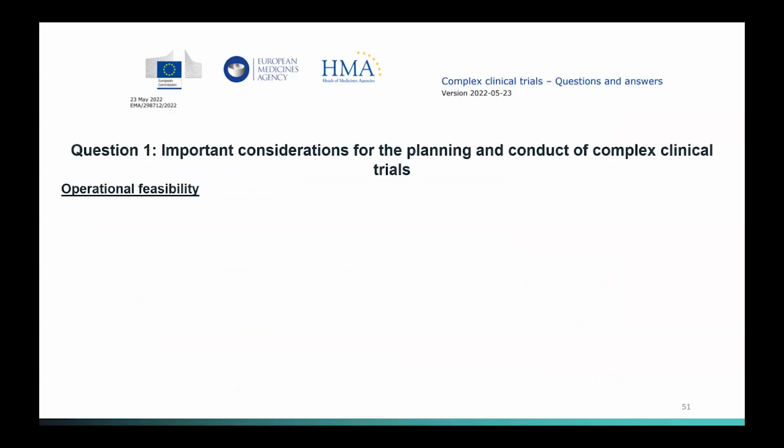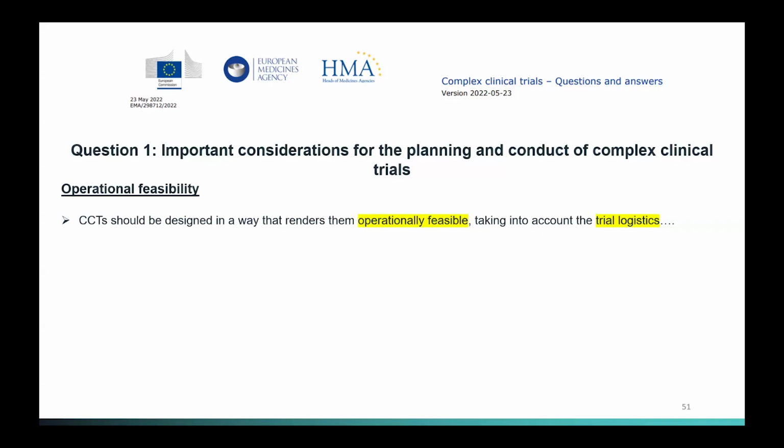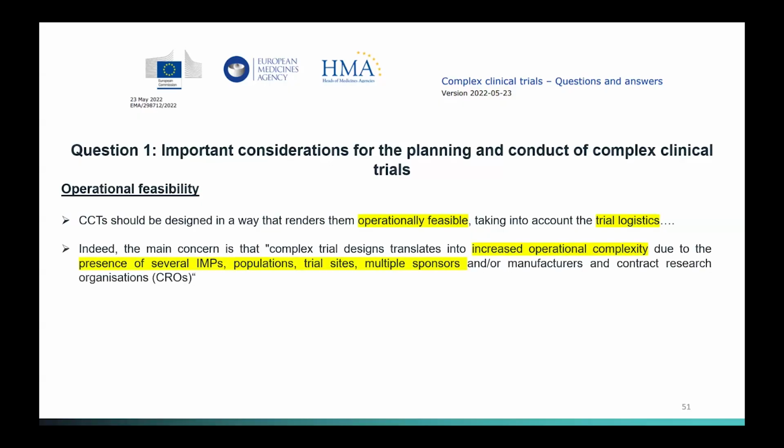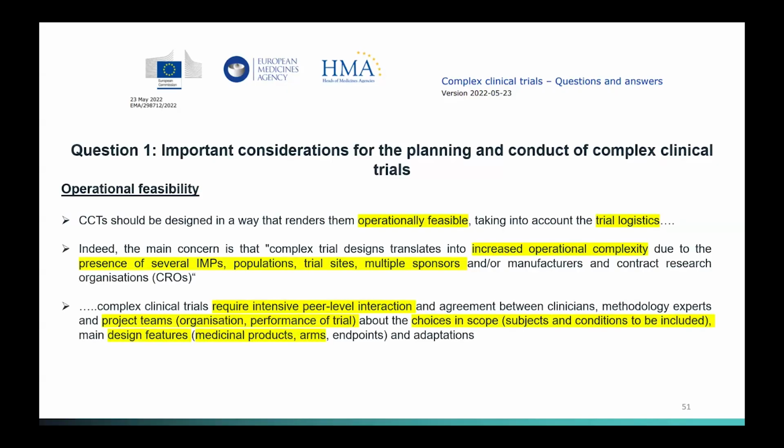I would like to refer to this document from EMA about questions and answers, which puts operational feasibility as an important consideration in planning and conduct of complex clinical trials. Because if this consideration is not given, the trial logistics becomes too complex to handle, because these trials are not run single-handedly. It's not a one-man show, and there are different collaborators involved. There are multiple sponsors, multiple sites, different IMP manufacturers, and you need to find a common working ground to put that all in place and work together.